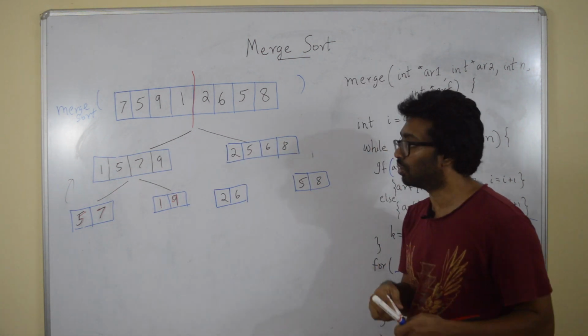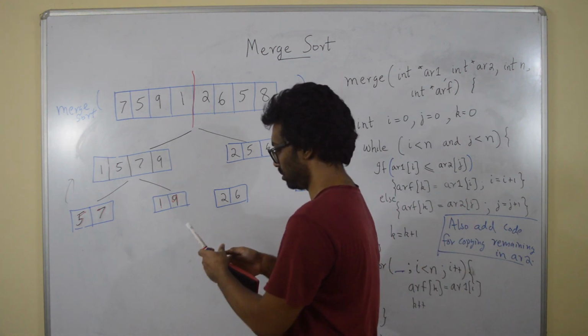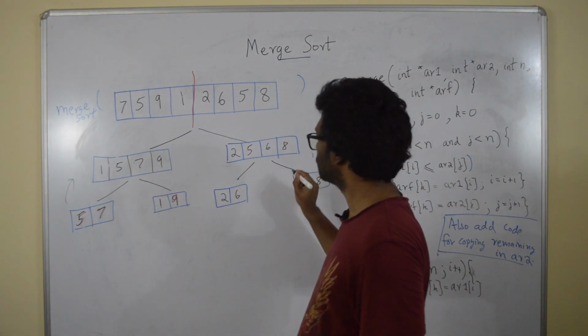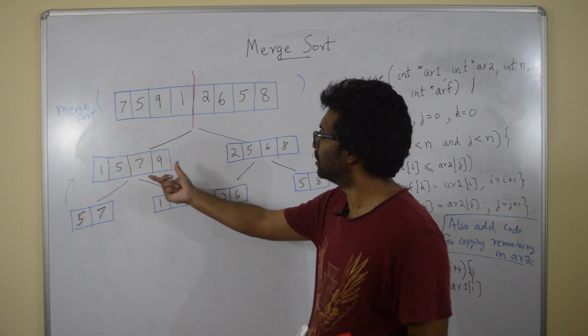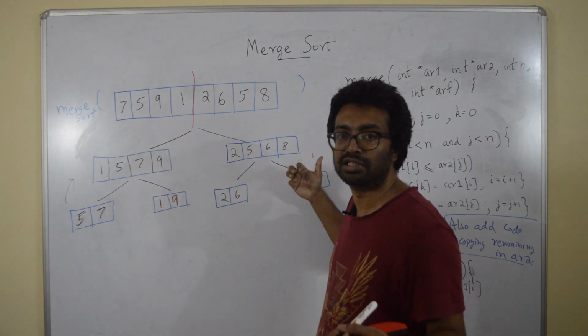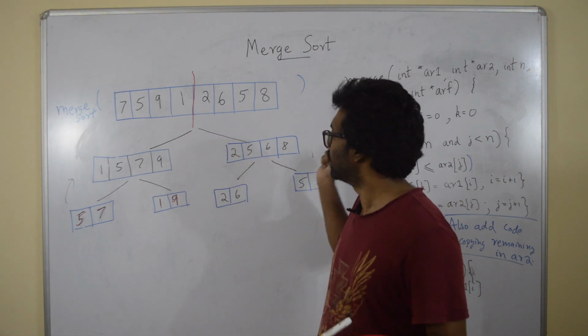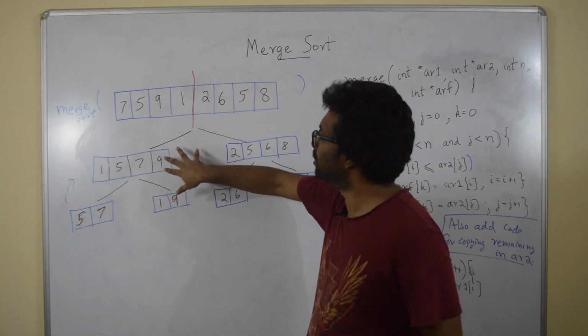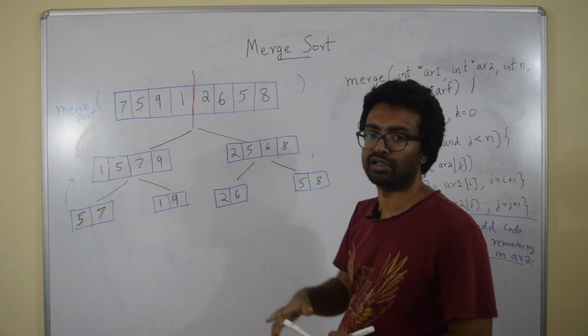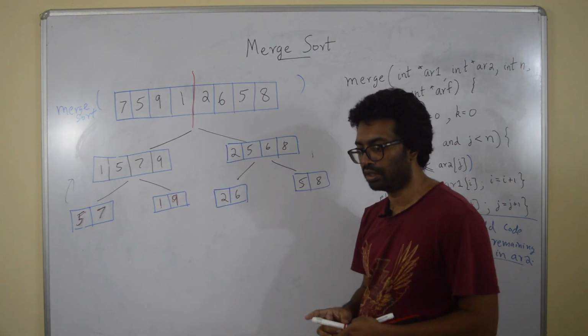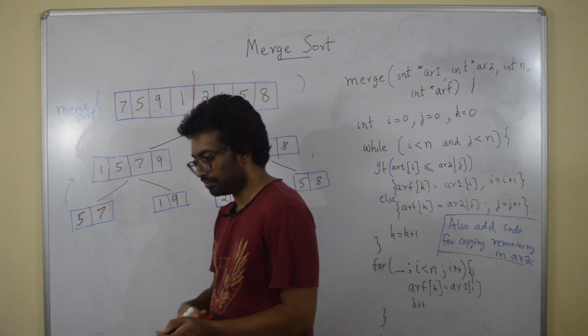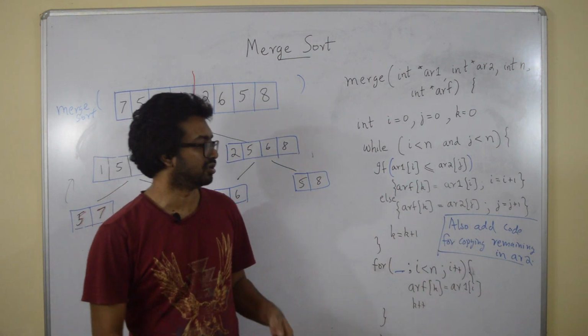Okay. So now we have two sorted arrays, this one and this one, and this function merge will merge these two and get a sorted array just like we saw earlier, right? Okay, so this is merge sort.